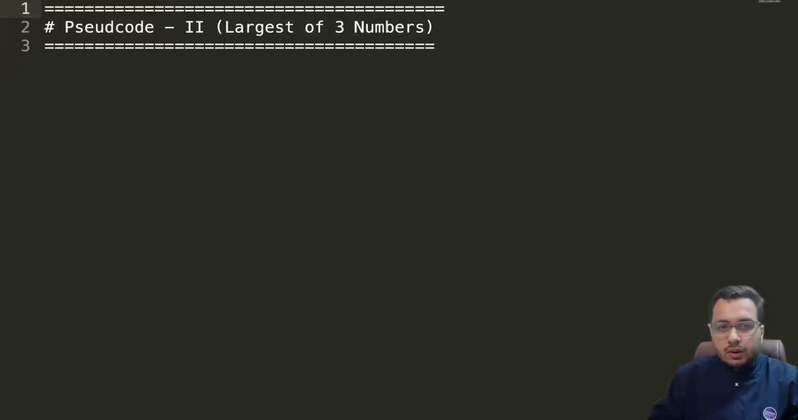Hi everyone, now we are going to discuss the pseudocode for the next problem. We have to find the largest of three numbers, okay? So let's see how we can do it. So first step would be to take input. So we will say, okay, read the three numbers A, B and C.